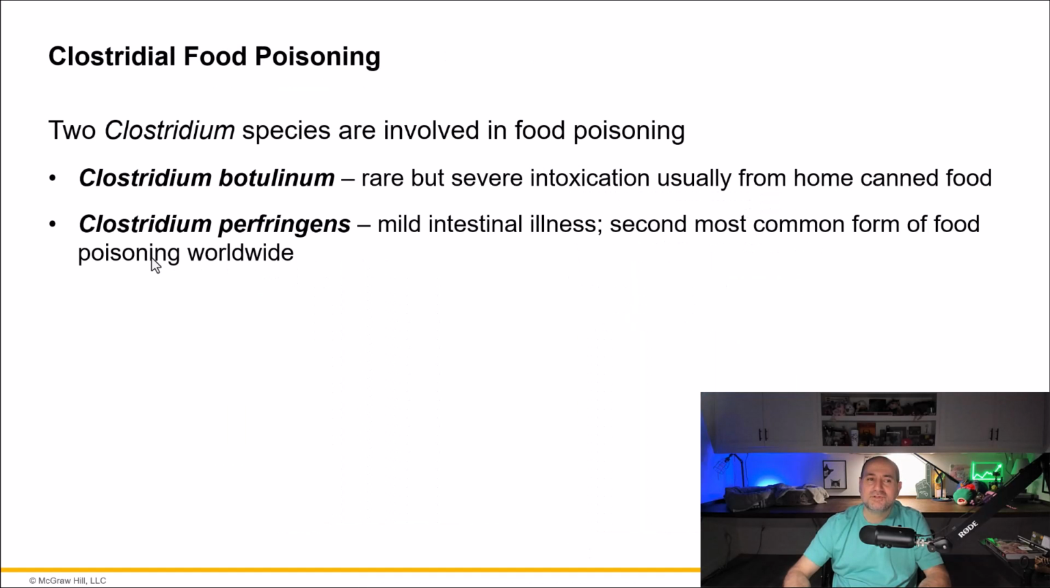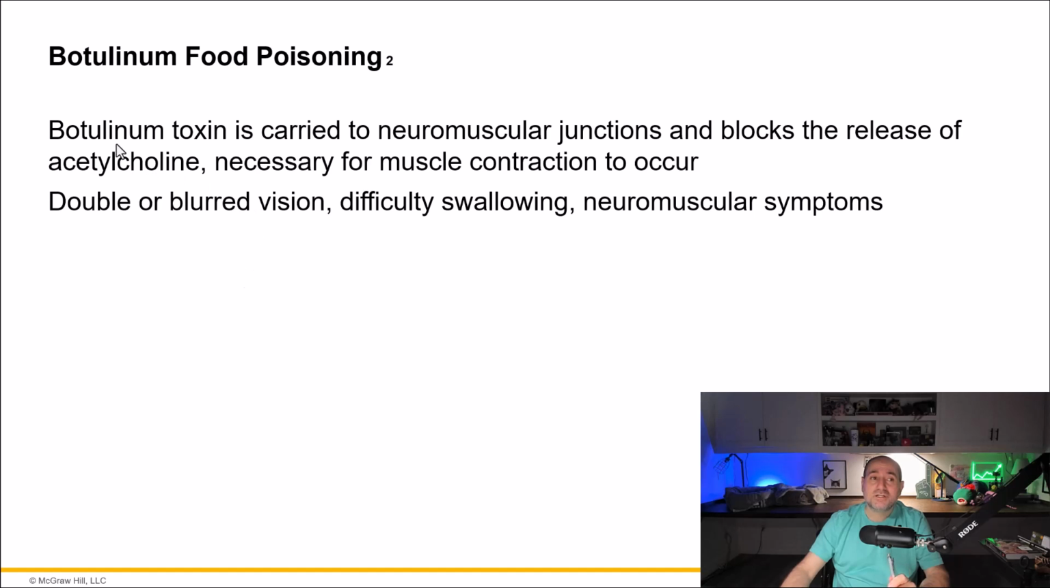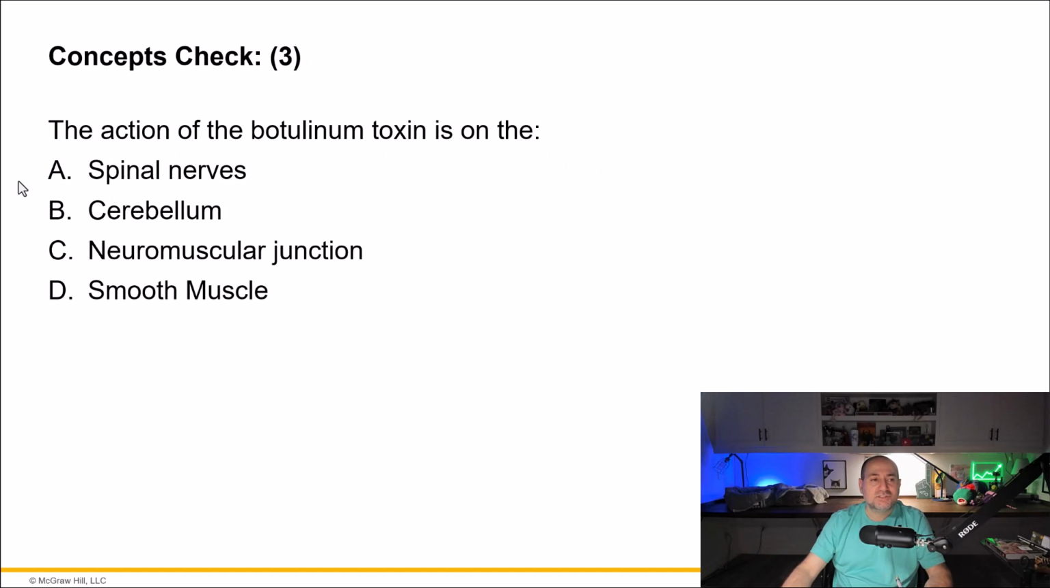And then do you remember Clostridium botulinum? This is the bacterium that gives you botulism, and it's found in home canned foods often. You should know that botulism toxin, not only does it paralyze you, but it acts on the neuromuscular junctions. Remember that? So we just mentioned this. The action of the botulinum toxin is on what? It's on the neuromuscular junctions.